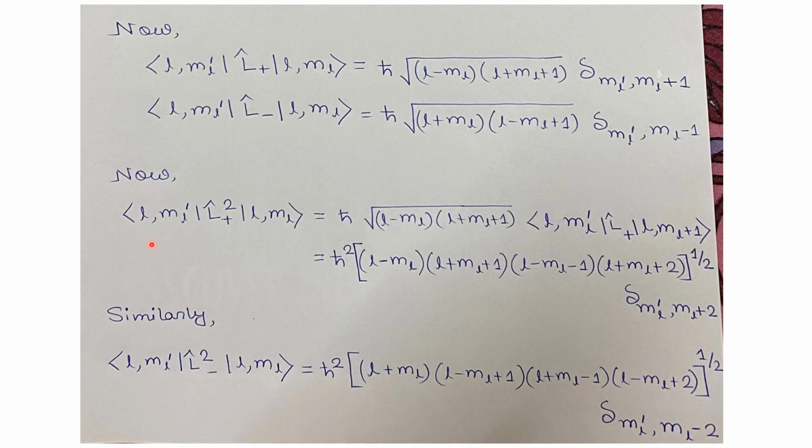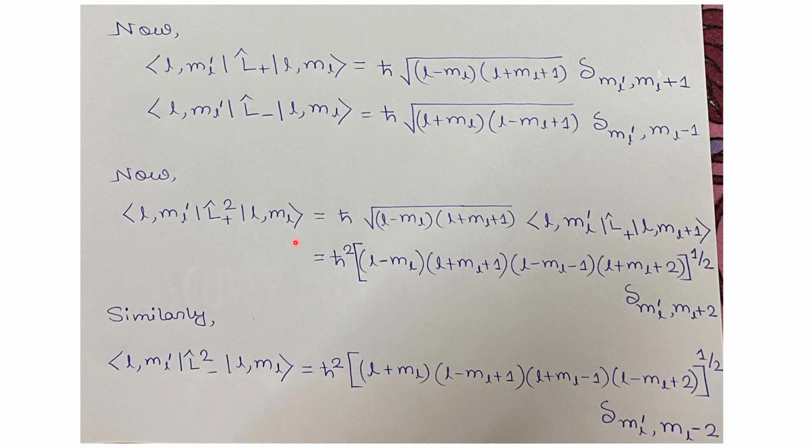Now for this matrix element, that is, the L+ cap operator squared sandwiched between the two states <l, ml'| and |l, ml>, it will give h cut times root over (l minus ml) times (l plus ml plus 1). Basically it comes when we act this L+ operator on the |l, ml> state. The remaining term will be the <l, ml'| state, and L+ cap is sandwiched between the two states, that is, <l, ml'| and |l, ml plus 1>.